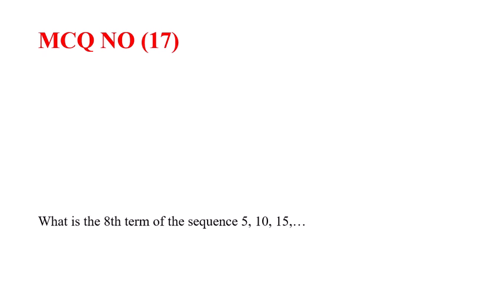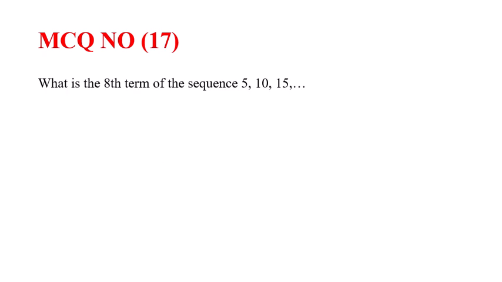MCQ number 17. What is the 8th term of the sequence? The required sequence is 5, 10, 15, and so on. The options are: option A is 45, option B is 40, option C is 35 and option D is 30.